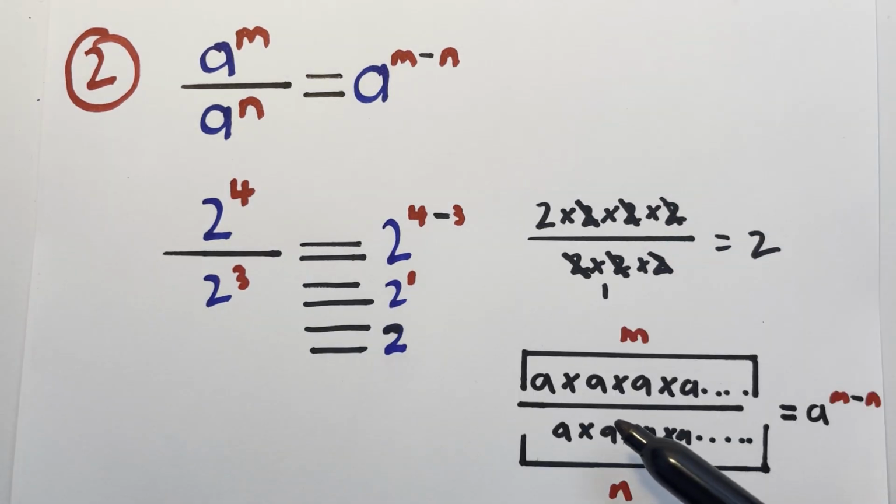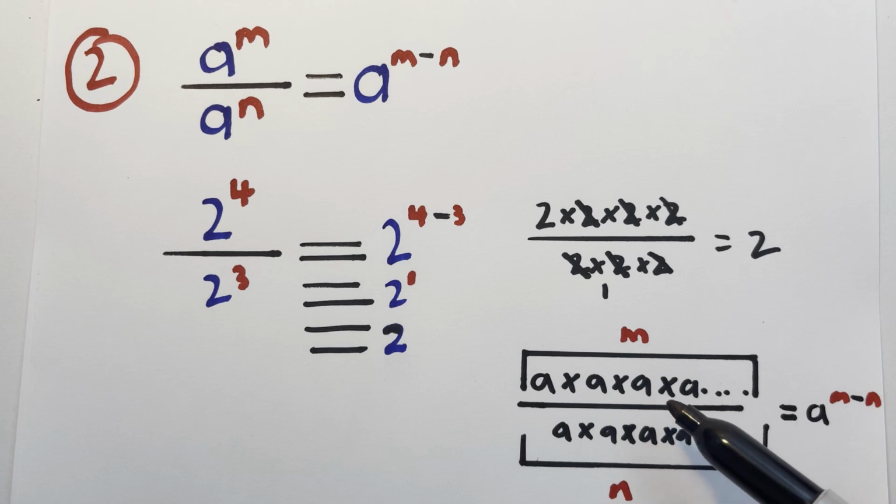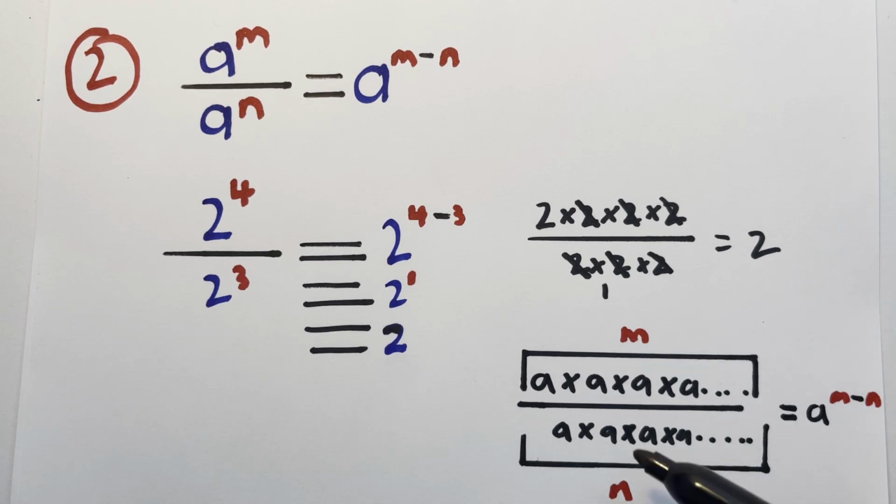Using our variables again, the excess number of m a's on the top will be cancelled out by the number of n a's on the bottom to leave us with a raised to m minus n. However, if there are more a's on the bottom, or if n is bigger than m, that means we'll be dealing with negative powers, which we'll encounter in another rule later on.